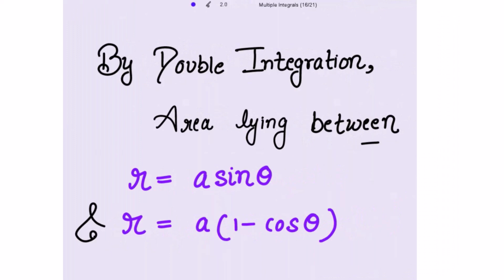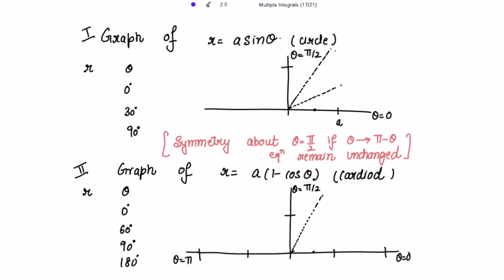By double integration, find the area lying between the circle r equal to a sine theta and cardioid r equal to a into 1 minus cos theta. This is very important. First of all, before starting the solution, let's learn how to plot the graph for r equal to a sine theta and the cardioid r is equal to a into 1 minus cos theta.